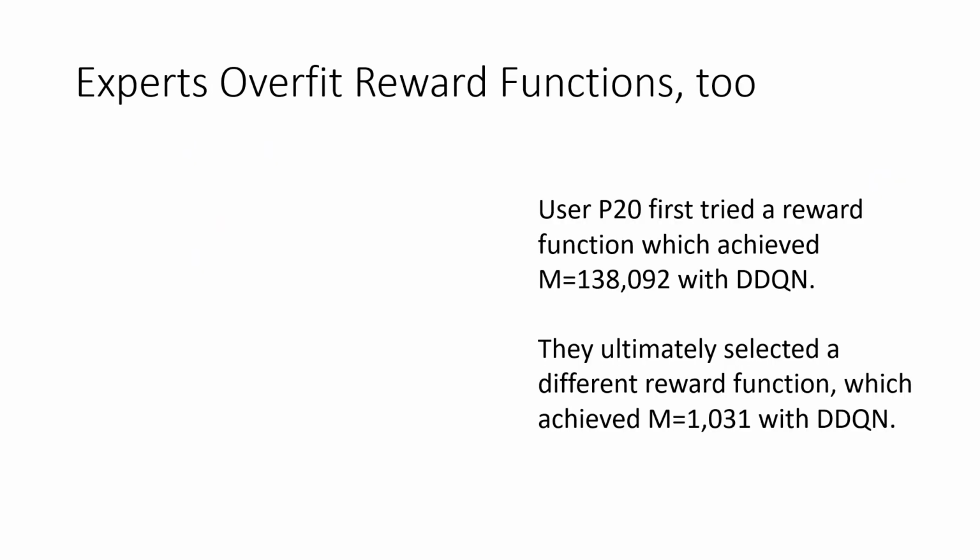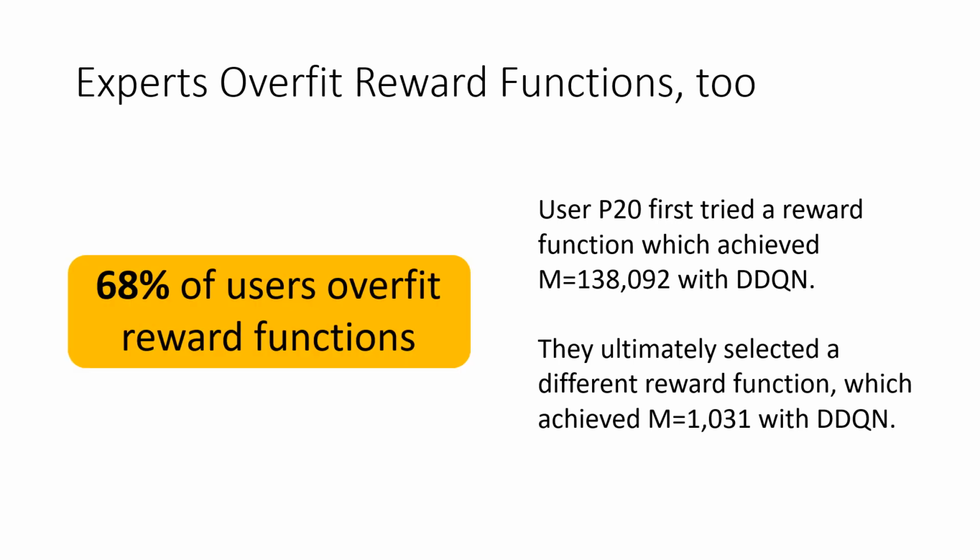We also found that human experts overfit their reward functions. For example, user P20 first tried a reward function which achieved a mean cumulative performance of about 140,000 with DDQN, but they ultimately selected a different reward function which achieved a mean cumulative performance of just approximately 1,000 with DDQN. In this study, we found that 68% of our users overfit their reward functions.